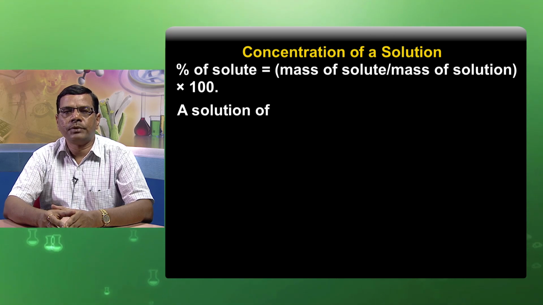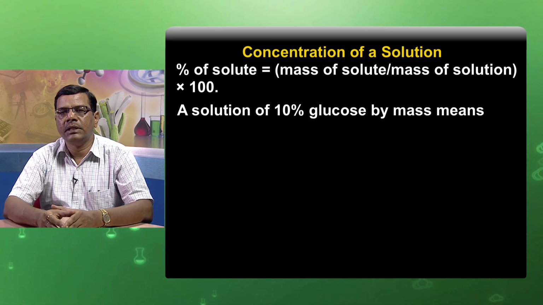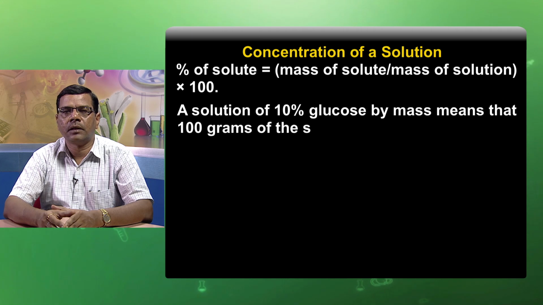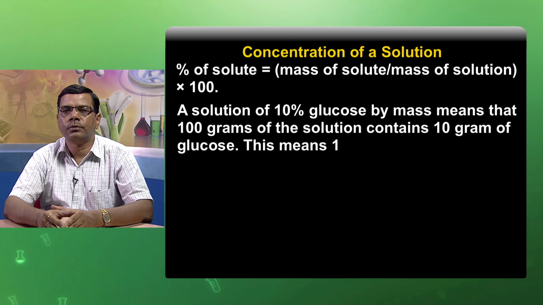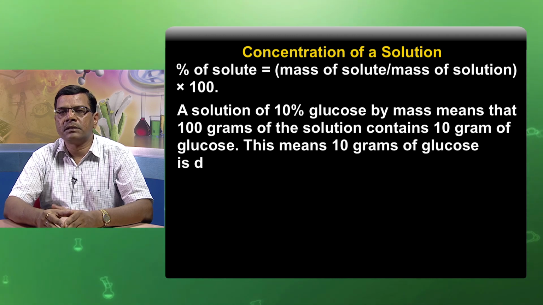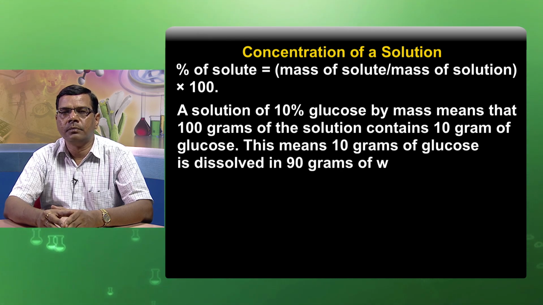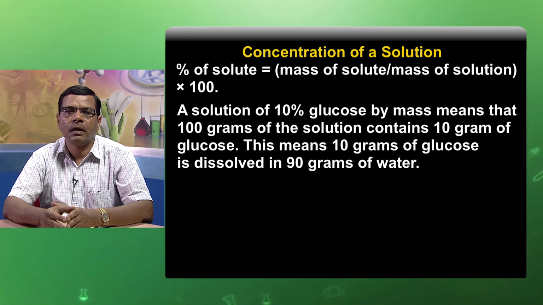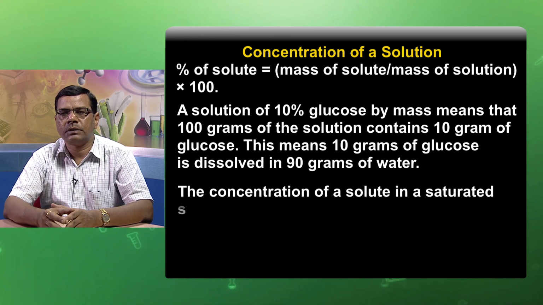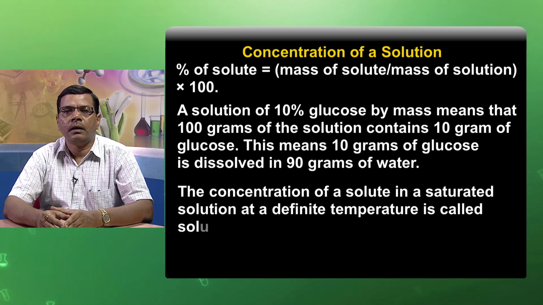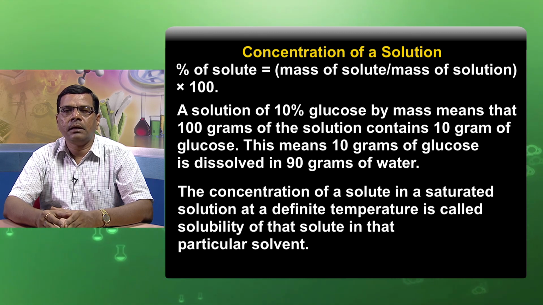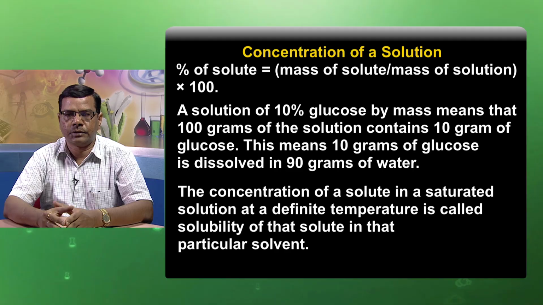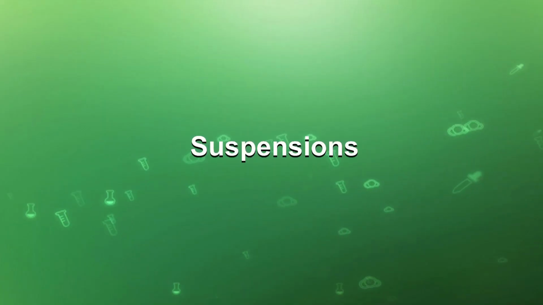A solution of 10% glucose by mass means that 100 gram of the solution contains 10 gram of glucose. This means 10 gram of glucose is dissolved in 90 gram of water. The concentration of a solute in a saturated solution at a definite temperature is called the solubility of that solute in that particular solvent. Now, the next one is a suspension.